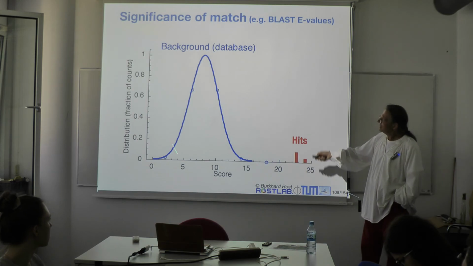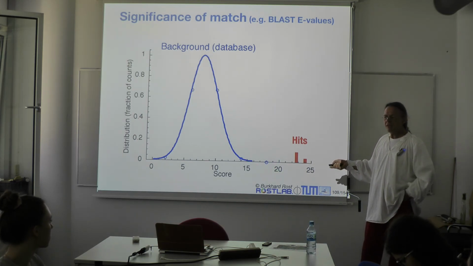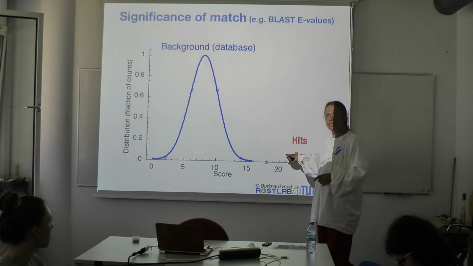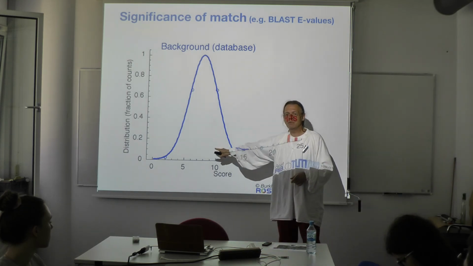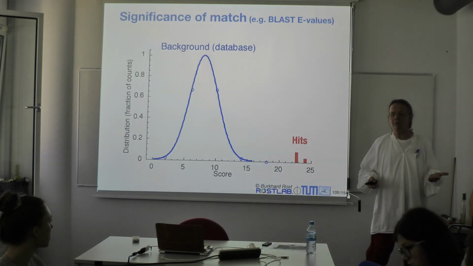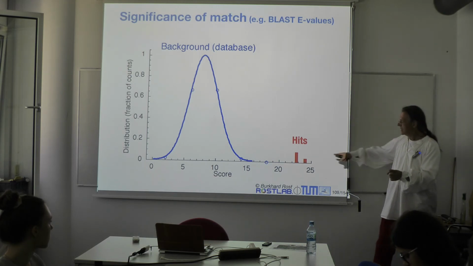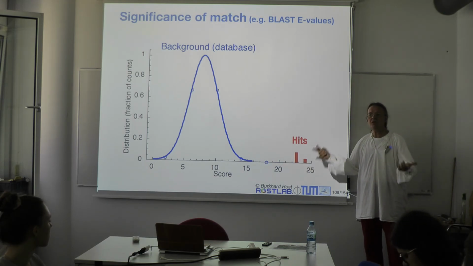And then you have a background distribution in blue, and then you have a particular hit. And the degree to which this hit is meaningful has to do with how far the red here is from the blue distribution. The numbers that come into the game here essentially are the width of the blue distribution, the average, and the distance to the average of the red, right? And that gives you the expectation value.